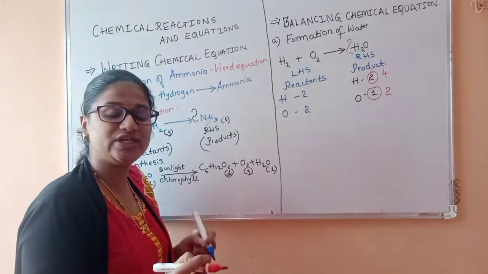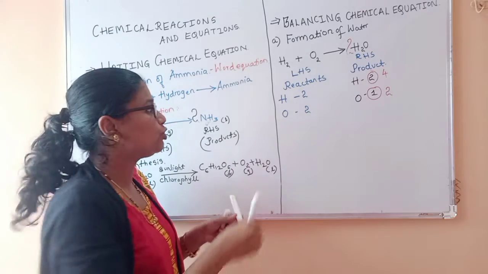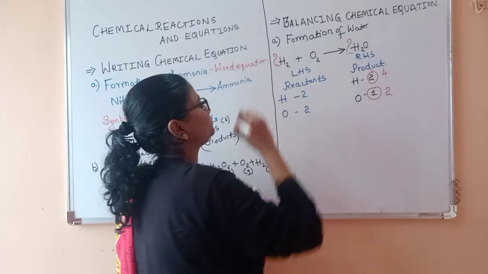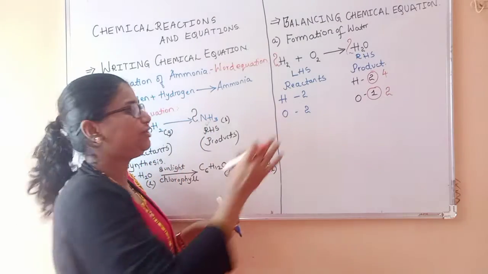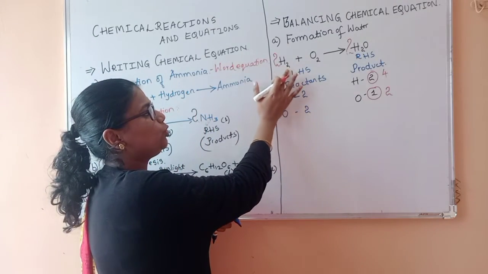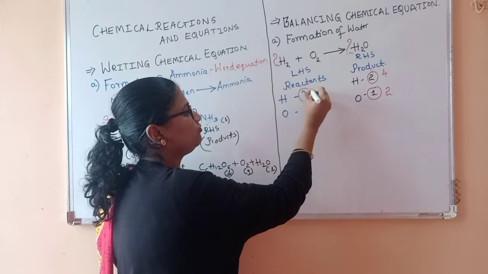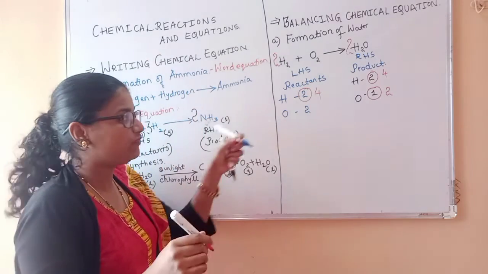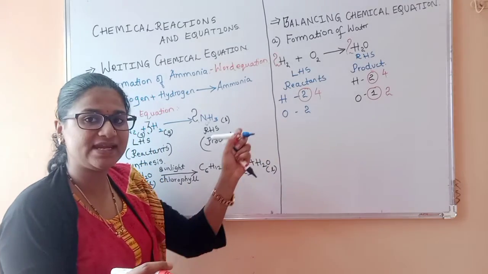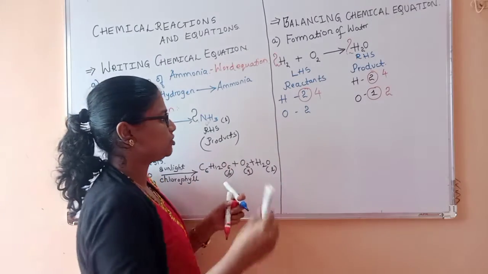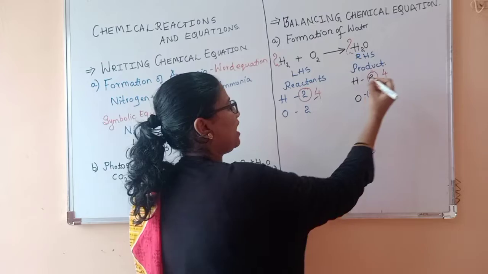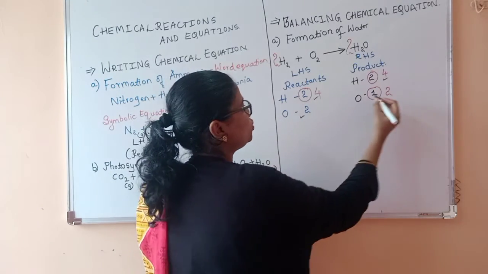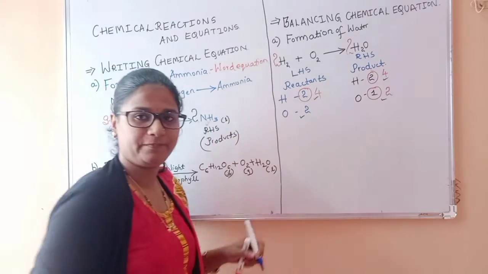Now the hydrogen is unbalanced. So to balance it again, I am writing 2 here. When you write 2, you can see 2 into 2. So it also became 4. Okay. So when you see the left hand side and the right hand side, just check. Hydrogen 4, hydrogen 4. Check. Oxygen 2, oxygen 2. Check.